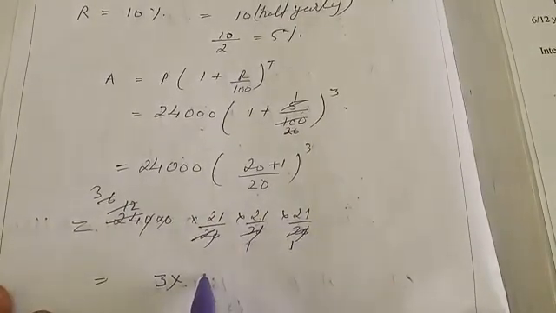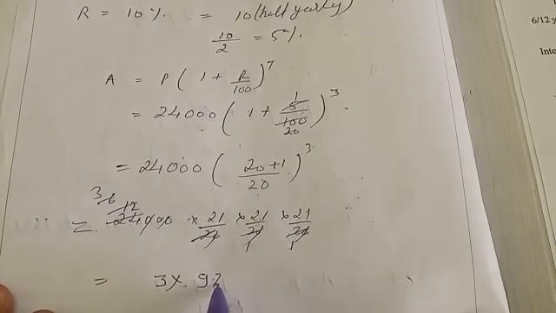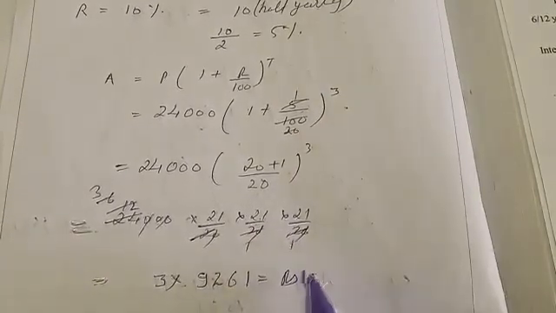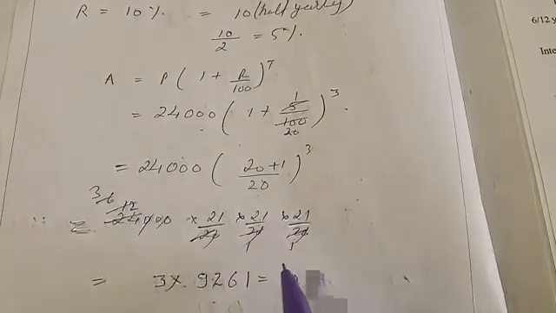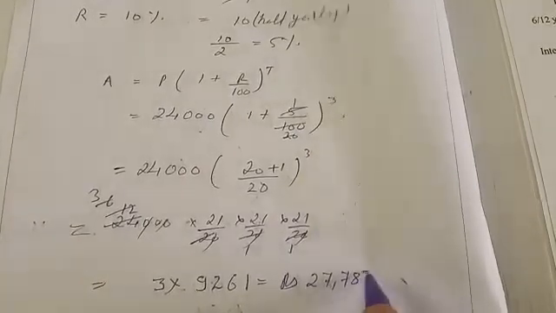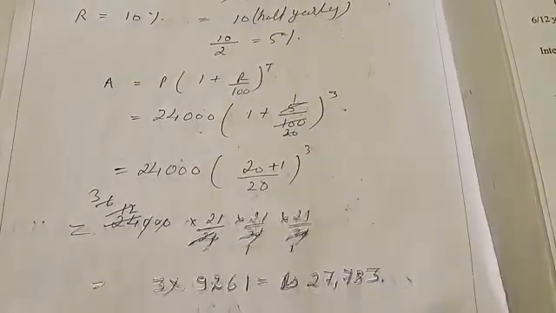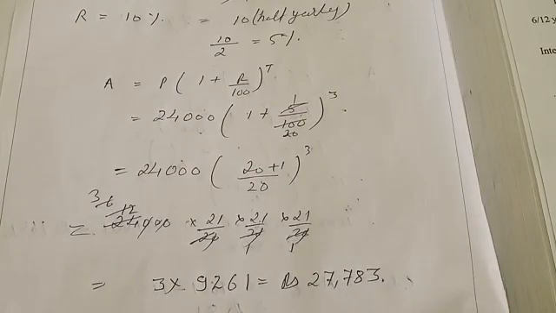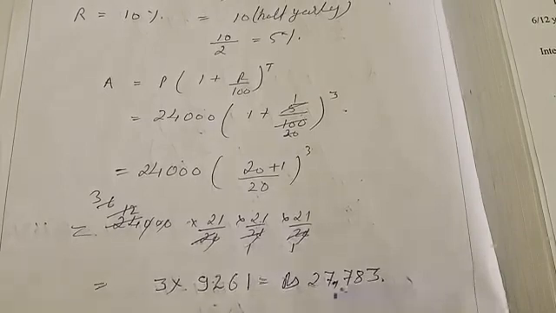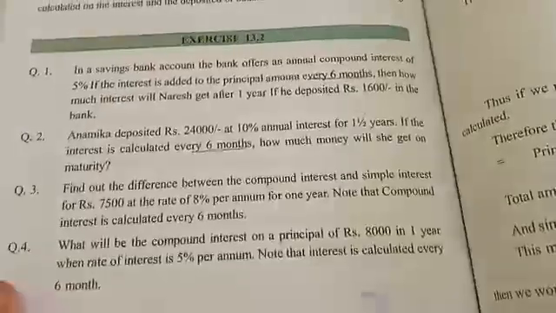Just now I gave you a hint how to write. 21 cube is 9261. Now multiply with 3. 9261 multiplied with 3 is rupees 27,783. In this question it was asked to find out the amount. So the amount is rupees 27,783.